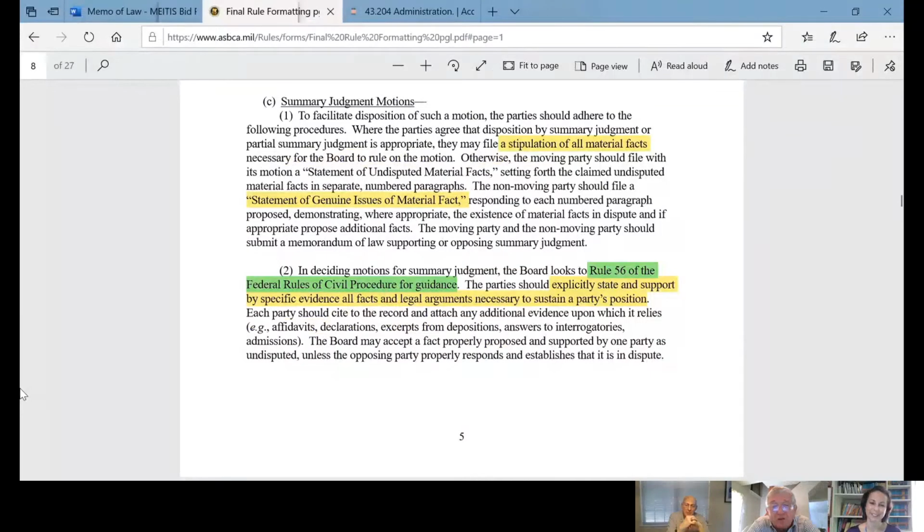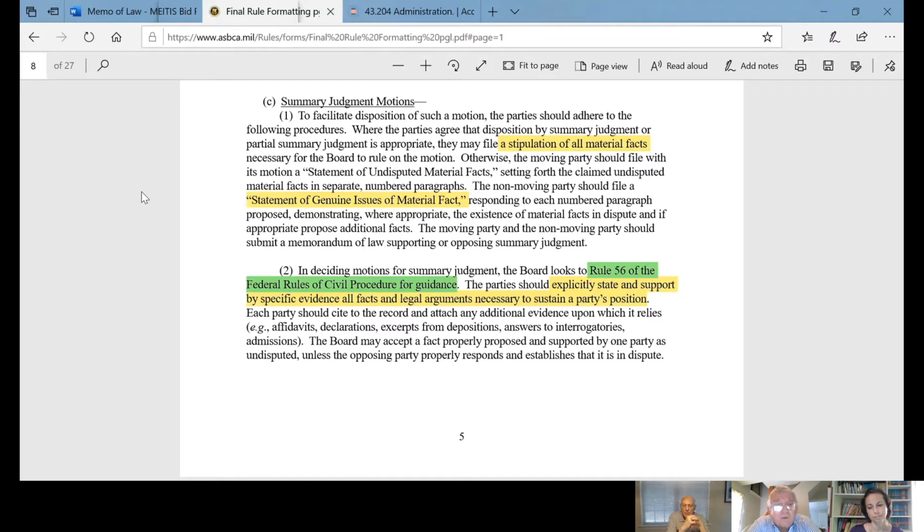Well, hopefully I thought about it before when I was putting the Rule 4 file together, because I want to be able to support the motion with as many documents as I possibly can. And the rule says, and we've talked about this earlier, and I really like it, the board will look to the rules, Rule 56, for guidance. And that tells you two things, that you might want to look at it as well, but they're not going to be necessarily strict adherence to that rule.